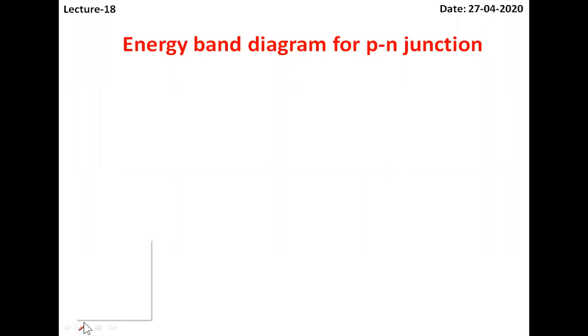Before understanding the energy band diagram of the p-n junction, let us try to understand something called biasing of the p-n junction. That means you are going to understand the energy band diagram in different biasing conditions. Let us try to understand what is meant by biasing and what the types of biasing of a p-n junction are.